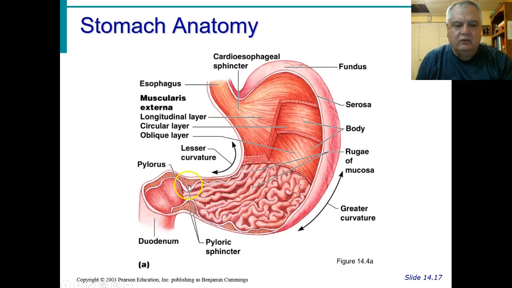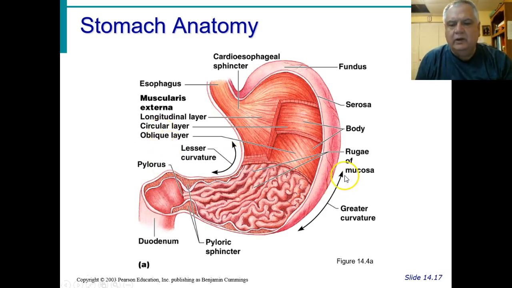And then this area right here would be the pyloric sphincter, again, that ring-shaped valve that's formed from muscle tissue. This has to open up to let digested food, a liquefied mix we call chyme, move out of the stomach and enter into the first part of the small intestine, the duodenum.